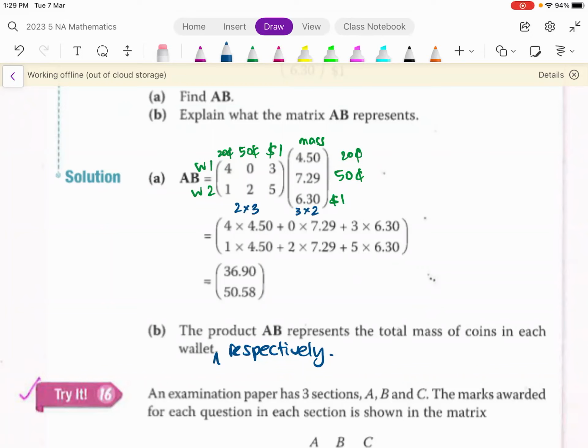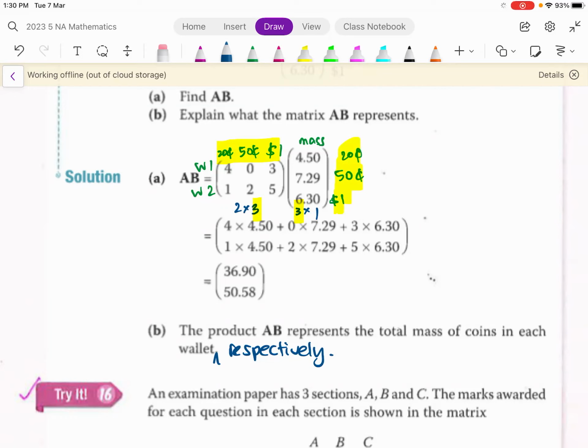You can only multiply if the inner numbers are the same. So I'm going to highlight this 3 and this 3. The first 3 that I highlighted refers to the number of columns, the 20 cent, 50 cent, $1, which corresponds to this. The second 3 that I highlighted refers to the number of rows, which correspond to your 20 cent, 50 cent, $1. It's 3 by 1. So you see the highlighted portions have to be the same. If they are not the same, you cannot multiply. So this is one very quick check that we have to do first. Only if they are the same, then we multiply.